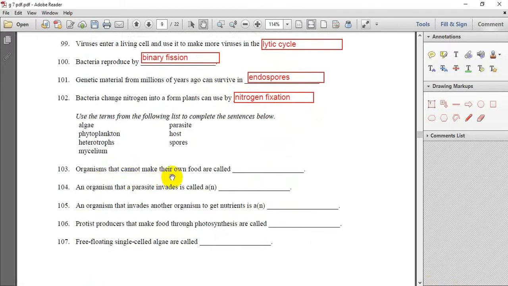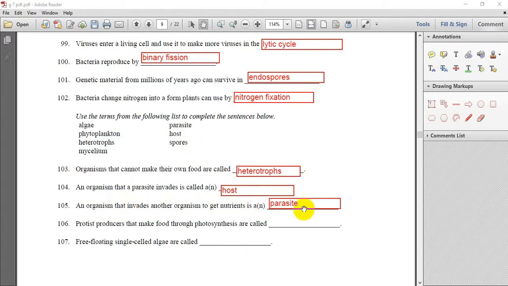Organisms that cannot make their own food are called heterotrophs. The parasite invades what, or lives inside what? It lives inside a host. And as we said before, like bacteria and viruses, they need a host to live inside. An organism that invades another organism to get nutrients. Here we are asking about the organism that lives inside another organism, or inside a host. Yes, this organism is called a parasite, like bacteria and viruses and some protists.